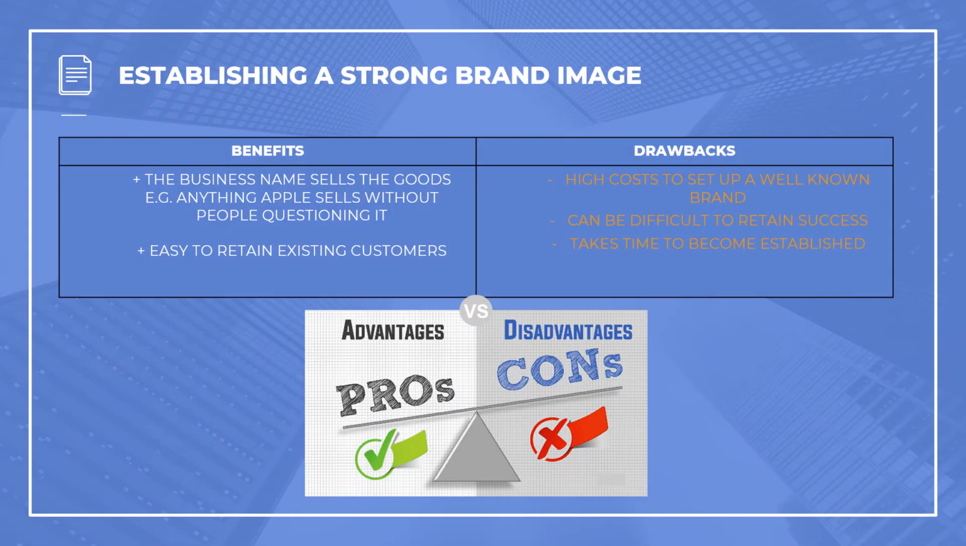With establishing a strong brand image, it has benefits and drawbacks. The benefit of using this method is obviously the business name helps to sell the goods without you really doing anything. Another advantage is that it's easy to retain your existing customers because people will continue to buy those products just by looking for that brand name. For example, people tend to have a favorite brand of car and they tend to stick to that particular brand and keep buying the same brand of car for a very long time.